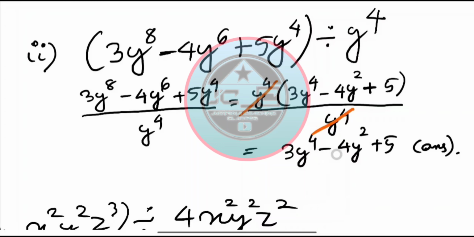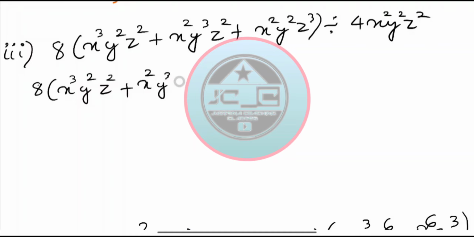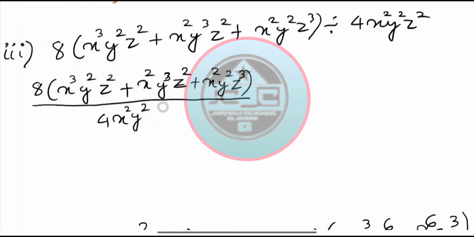Now let's move to the third one. The question is (8x cube y square z square plus x square y cube z square plus x square y square z cube) whole divided by 4x square y square z square. As we know, the denominator is x square y square z square, so we have to take x square y square z square common out of the numerator. We can see that x square y square z square is common in every term.